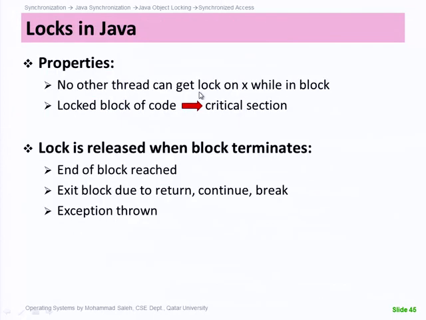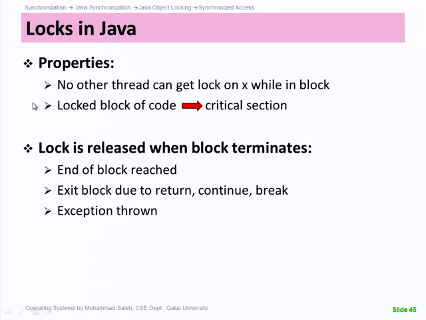Now, properties of synchronized blocks. The block can be a segment of code within a method, or the whole method, or the whole object. The property is that no other thread can get the lock on X while there is an active thread working with X. That's mutual exclusion. The code within the block that you are synchronizing, whether segment, method, or the whole object, is usually what you refer to as the critical section. I think we have discussed this before.